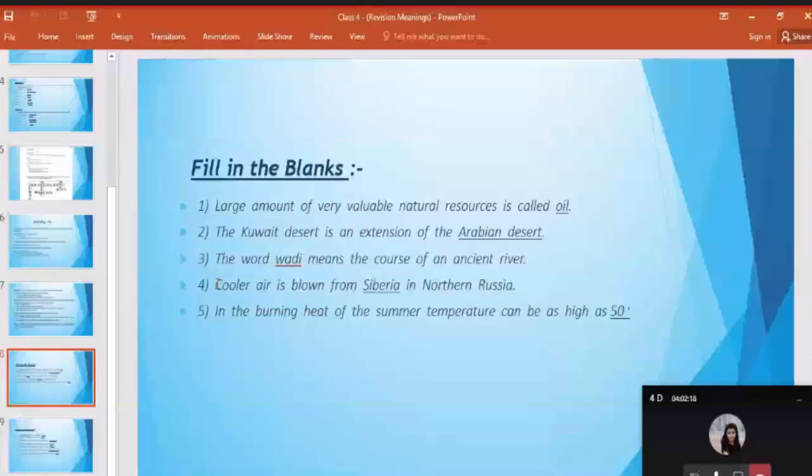And what is the name for the cooler air? It is called Shamal. Now Shamal air which is blown from Siberia in North Russia. Fifth one. In the burning heat of the summer, temperature can be as high as 50 degrees during the summer. Yes. And during the winter, it can even be minus 1, minus 2 also. Yes? So you can see that during the summer time, you have 50 degrees Celsius.